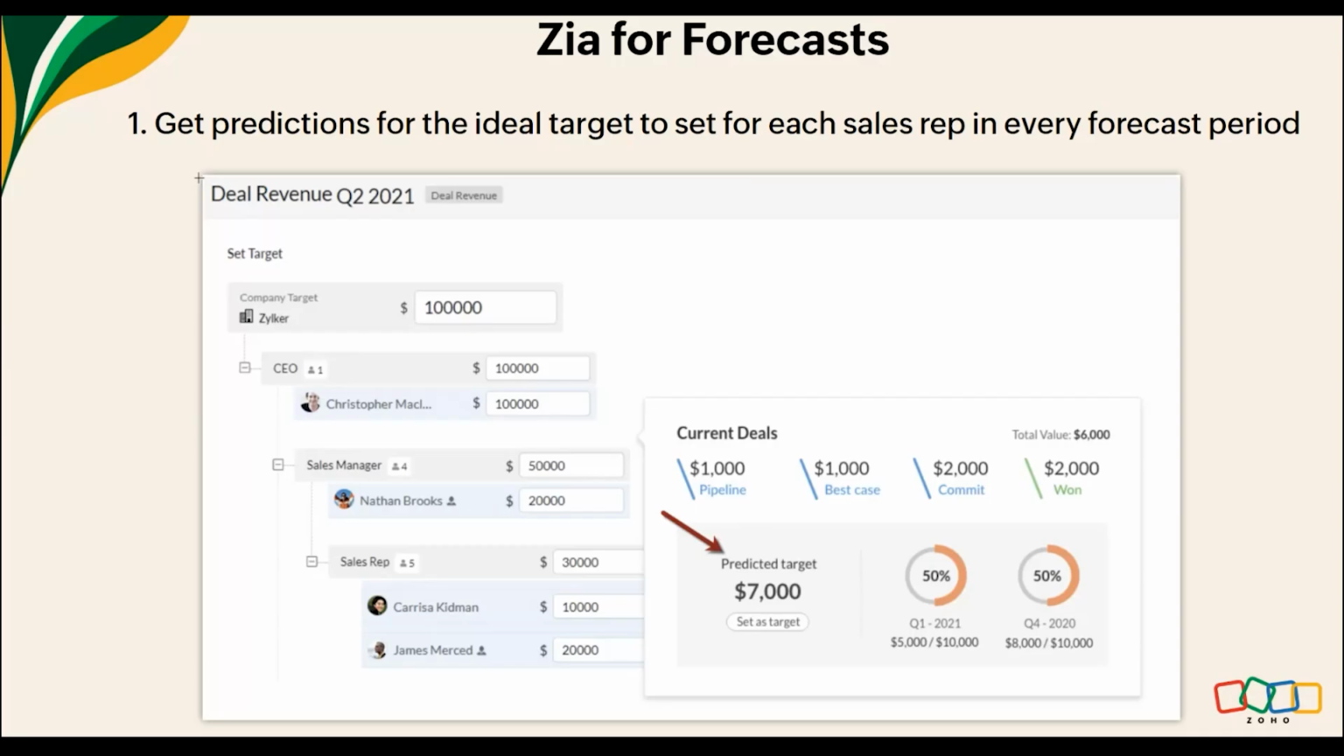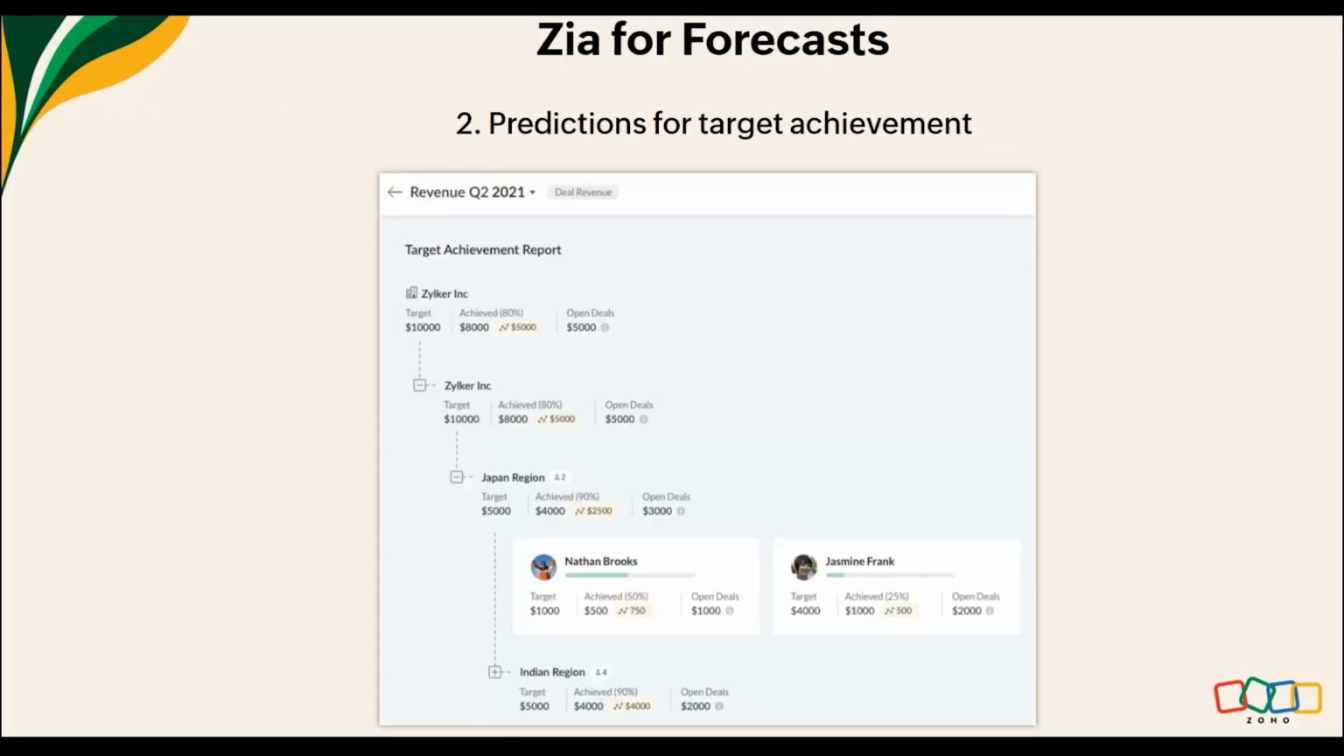So we need to think and take into account a lot of factors when we are building a forecast. Now, instead of doing this exercise manually every single time, you can just use Zia to analyze all of these factors and suggest the best target for each user. Once we set those targets, our next objective is going to be to keep an eye on how well those targets are being achieved. Zia can tell us what each user is likely to achieve based on their past performance, and you will see that in this small yellow field over here.